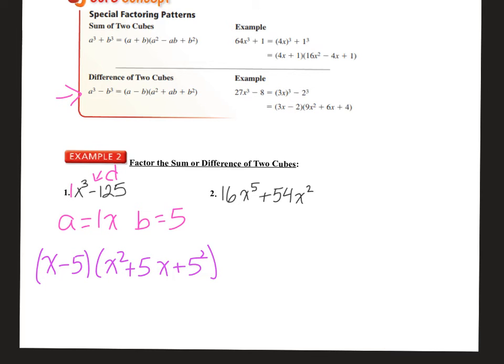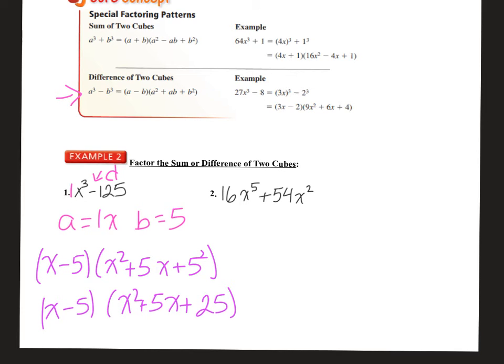But I can clean that up a little bit because we know what 5 squared is. So to clean it up, we're going to do x minus 5, x squared plus 5x plus 25, because 5 squared is 25. And there it is. Let's look at this next example, problem 2.